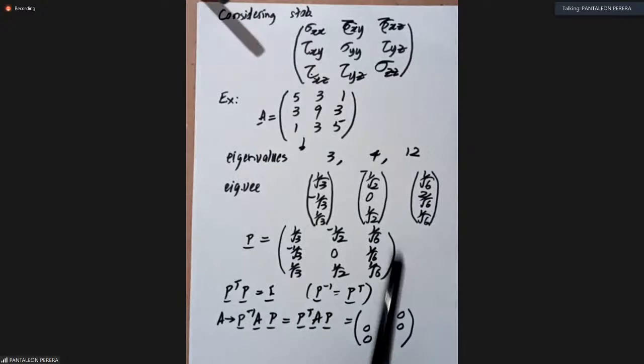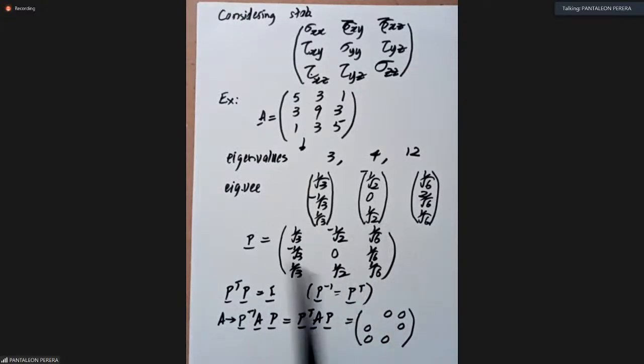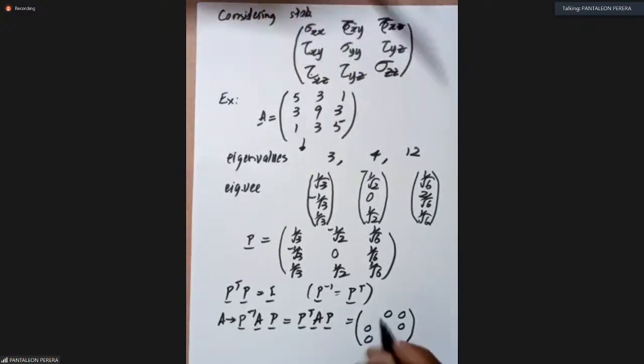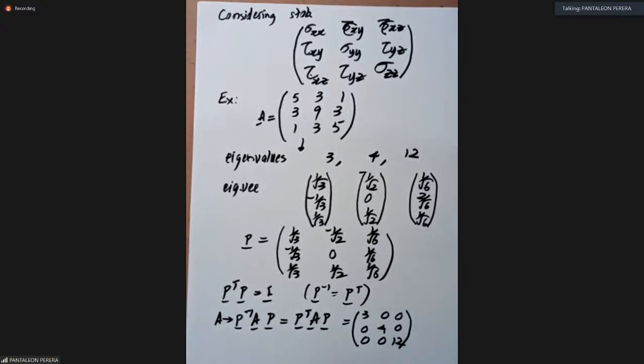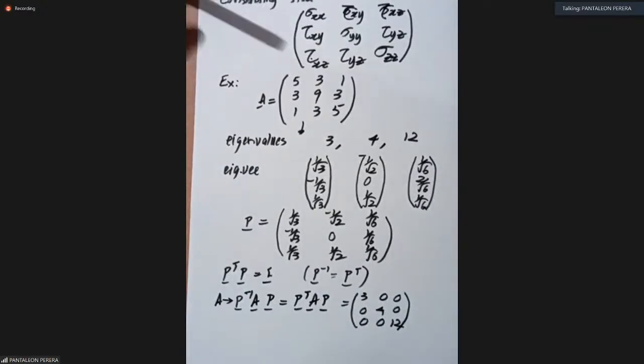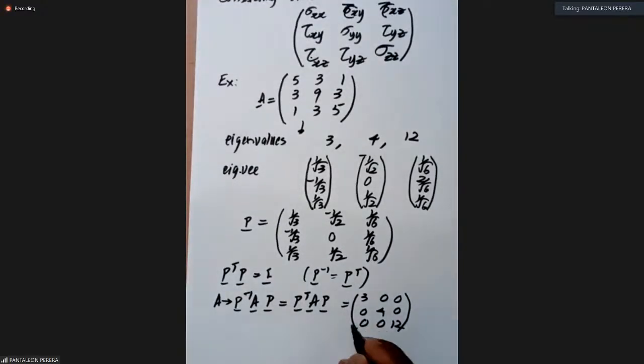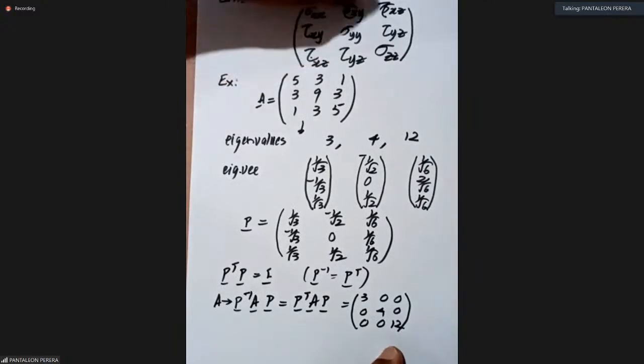So with respect to this basis, these are the values you get in the diagonal. Now this is a new stress tensor. Now what are the axes? Now we need to find the axes here. We don't know what they are.